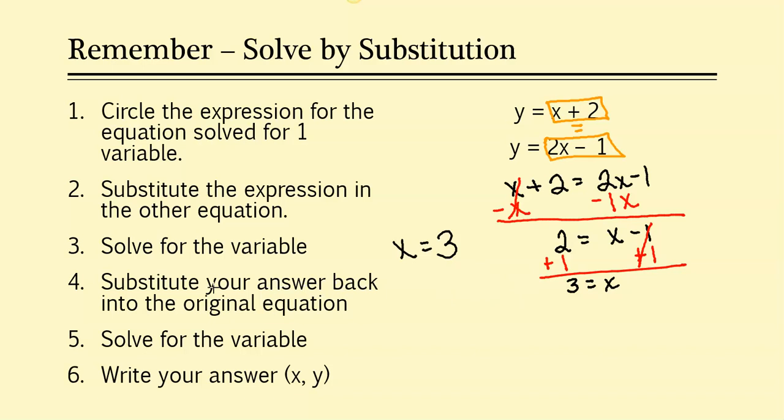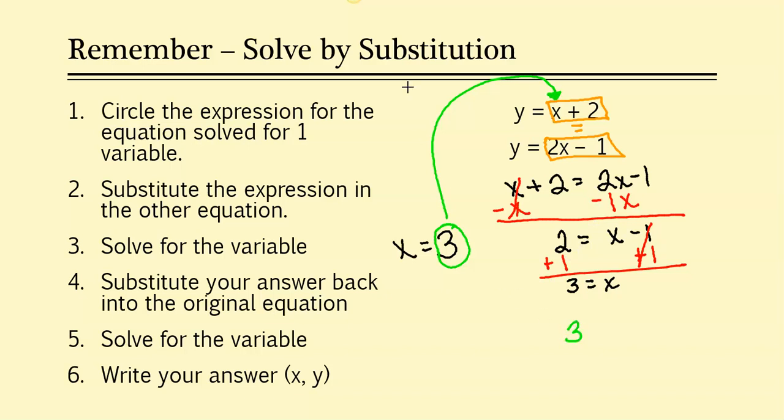Now, once I've got that, I'm going to substitute my answer back into that original equation. And again, I can pick whichever of the two I want, and I want to go with the one that's easier. So I'm going to take this as an x value. I'm going to put it in this top one because I just have to add 2 to it. And then it makes it nice and easy.